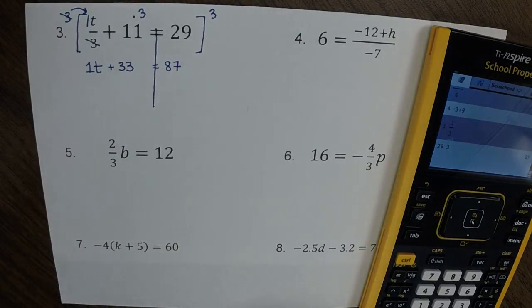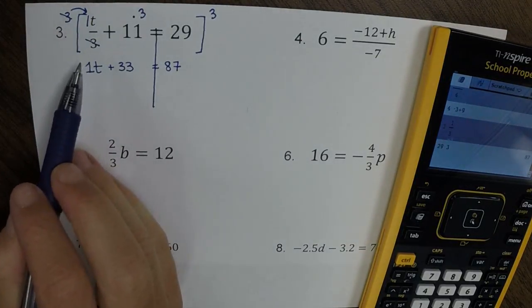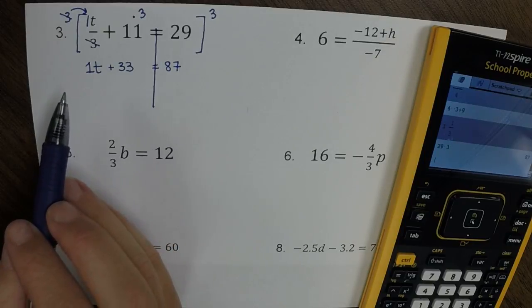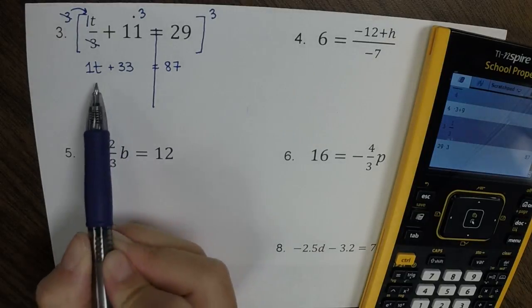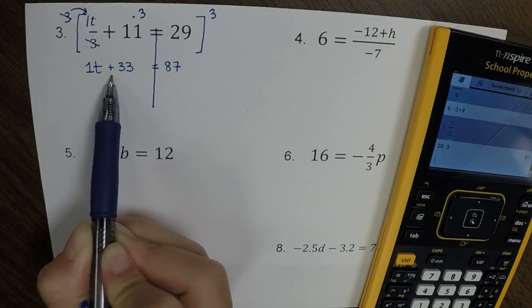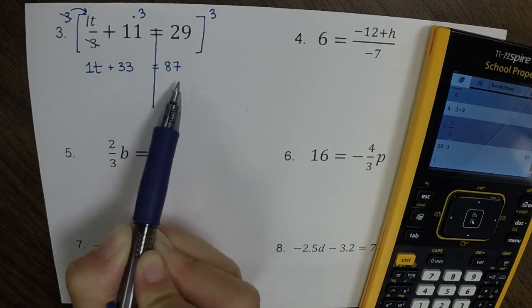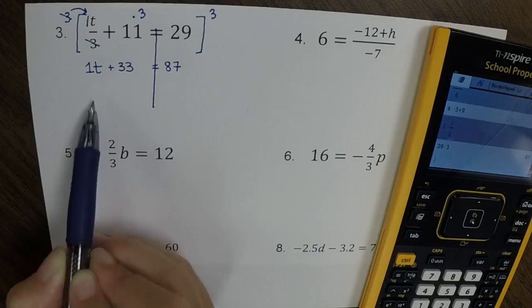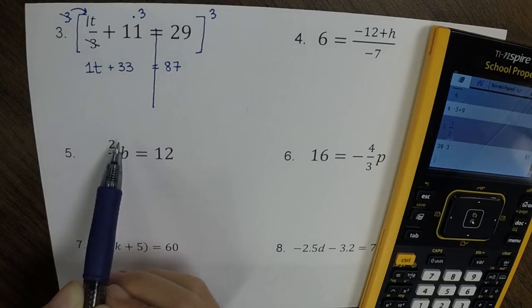Once we've gotten rid of the fractions, now this problem is exactly like the ones that we were working above. So I want you to try to solve it. Again, remember you're going to subtract 33 from both sides, and then you would divide by whatever's in front of the t. So you're going to divide by 1, and that should get you your answer.